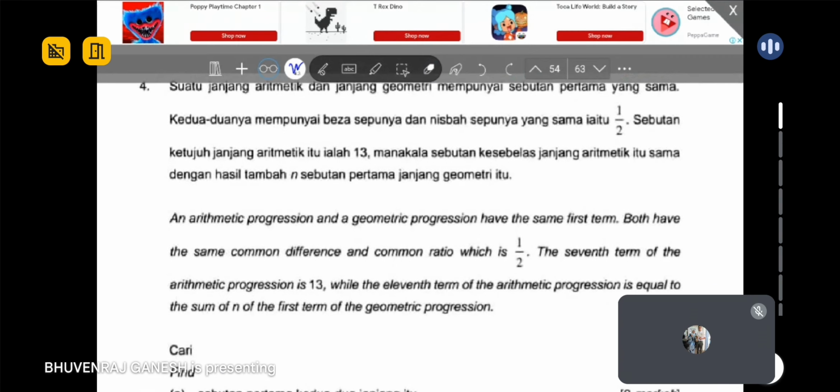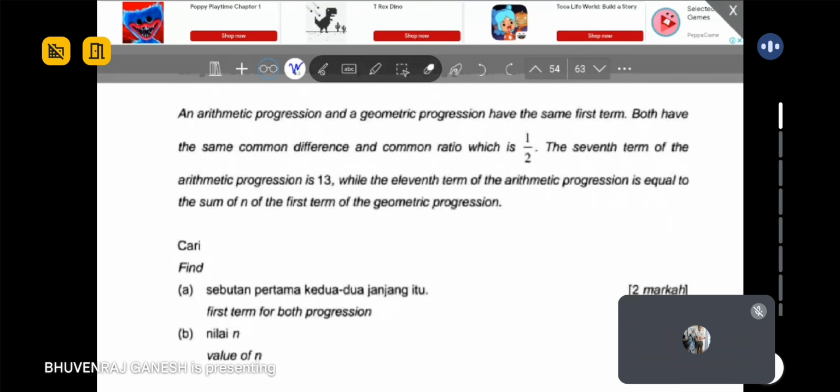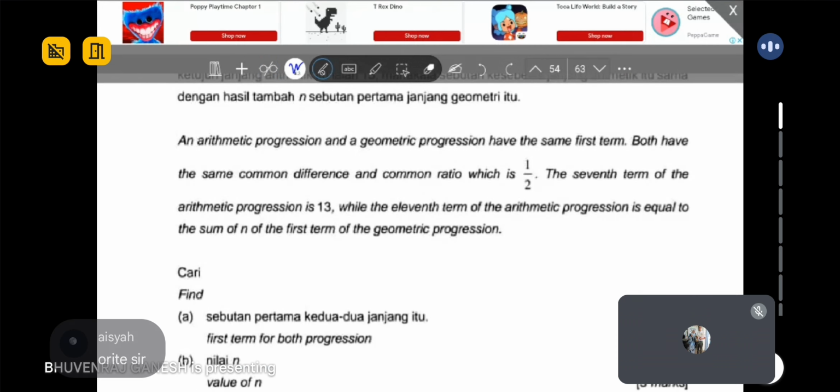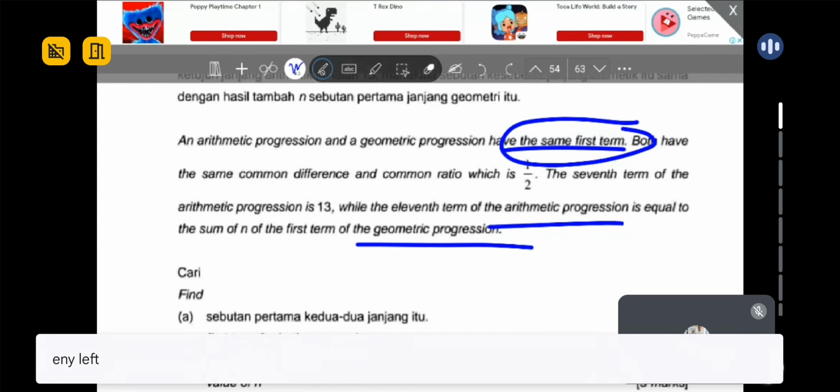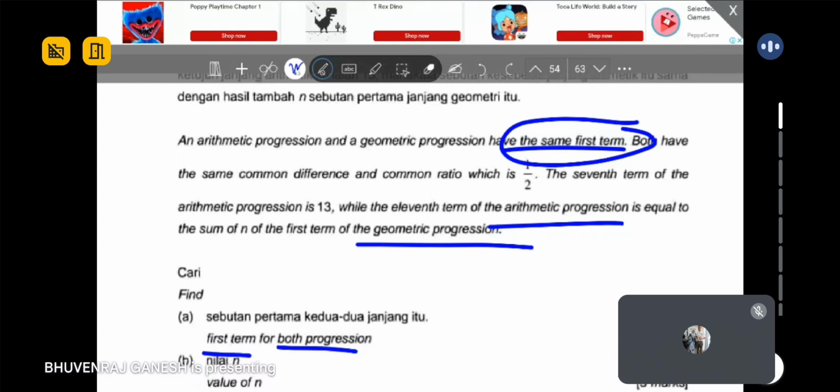Okay, so now question 4. So question 4 is on progression, janjang. Okay, so this one is both. They're testing both progression, arithmetic and also geometric. Now they ask you to find the first term for both progression. They say they have the same first term. Kedua-dua janjang ni ada sebutan pertama yang sama. So means that kamu cari satu cukup lah. Just find one of the answer, because it's the same value.